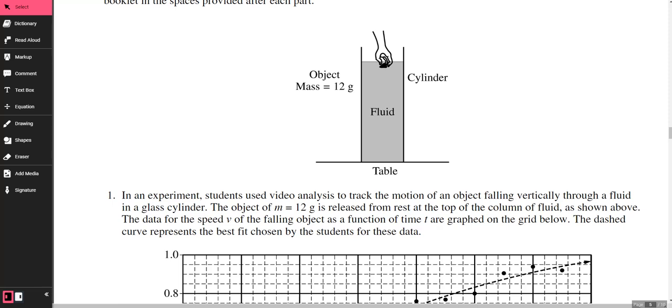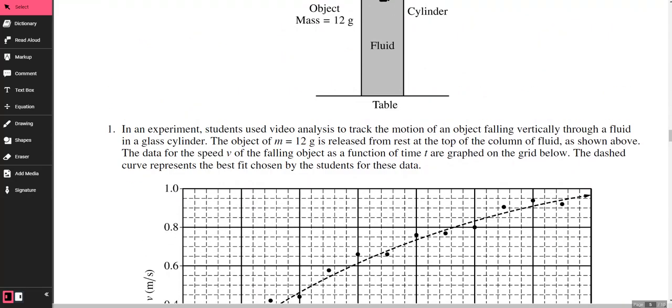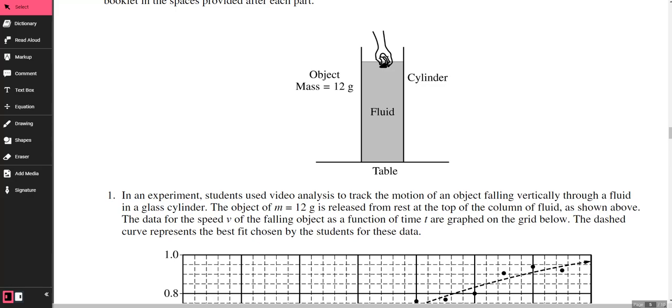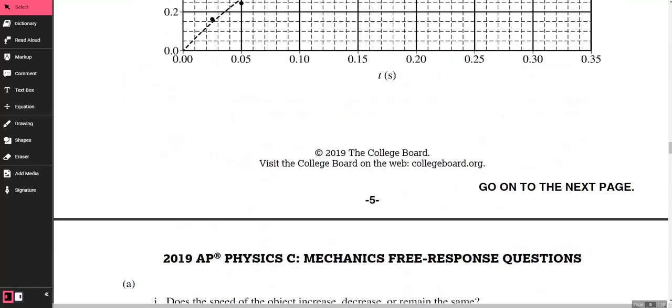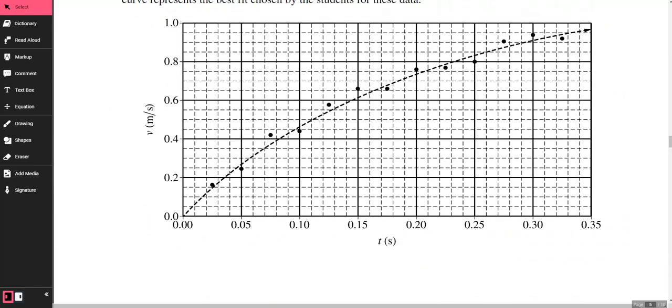All right. So looking through this, this is a question where it's got some fluid stuff. Now, we don't actually need to know too much fluid stuff in order to answer this question. So if I scroll down to part A, it says, does the speed of the object increase, decrease, or remain the same?